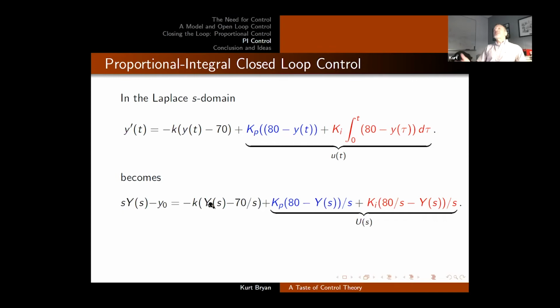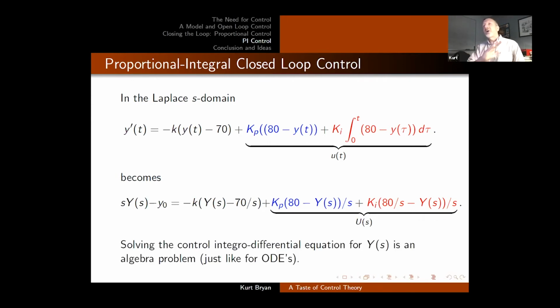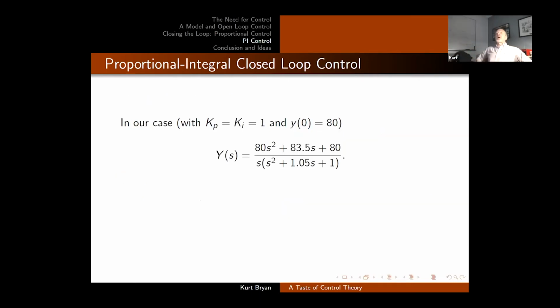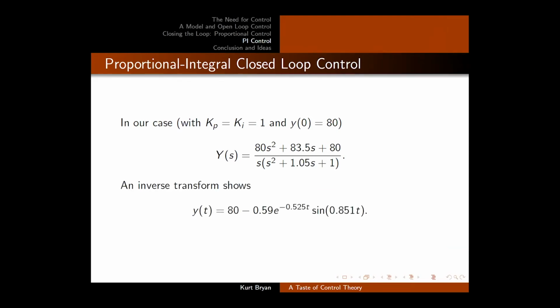Now, in our particular example, the ambient is a constant 70, the desired temperature is 80 degrees, I take Ki and Kp to both be 1 just for simplicity, and the initial condition is 80. If you fill in all that, you can solve for Y of s, and you get this, the Laplace transform of the solution to that integral differential equation. This is what the system will do. That's the Laplace transform of how the system is going to behave. And now you can just do an inverse Laplace transform on this, and this is what the temperature of the incubator is going to do.